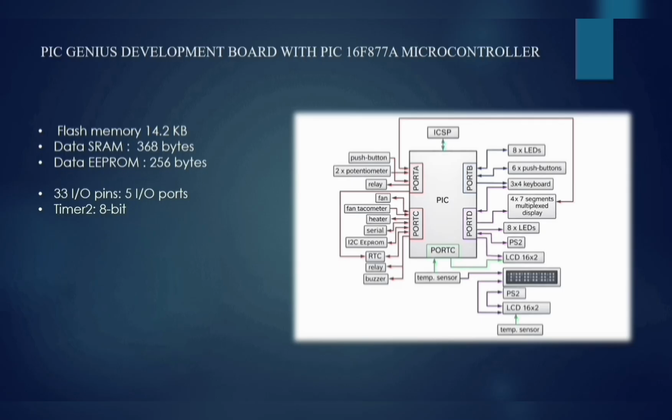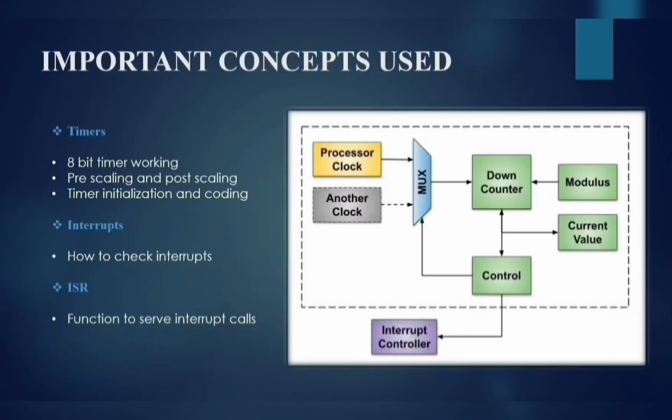First, going through the PicGenius development board, it includes the PIC16F877A microcontroller, which is an 8-bit microcontroller. It has 33 input-output pins and 5 I/O ports. The development board has various I/O devices attached to it, which are shown in the figure on the right side. We mainly used port B and port D, which have the LED and LCD display. We also use the buzzer and timer for our application.